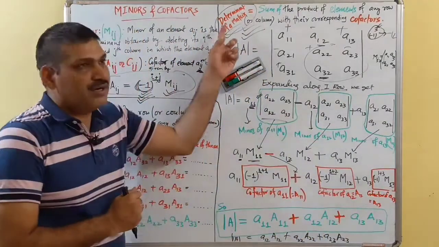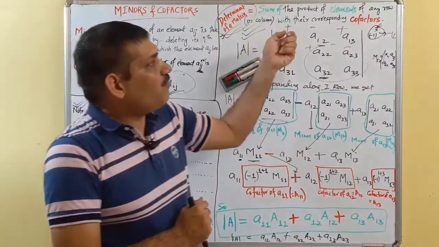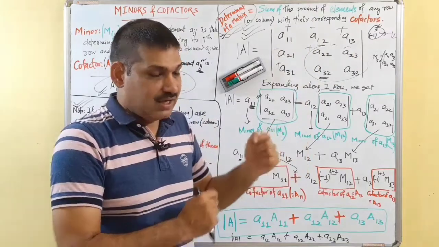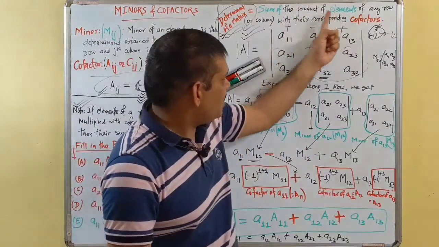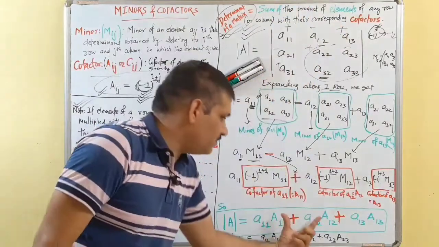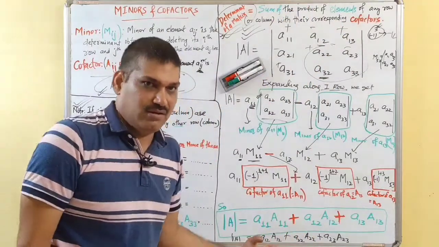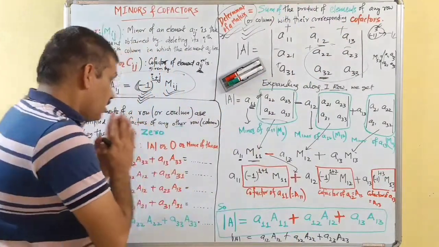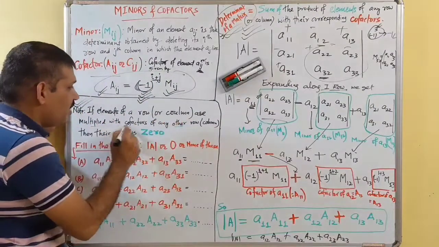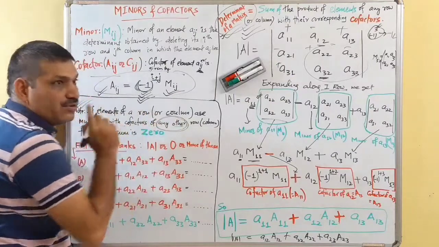Now, there are two things. First, a very important thing: if the elements of a particular row or a particular column are taken and those elements are multiplied by their corresponding cofactors, and if we take the sum, then we get the value of the determinant. That's good.